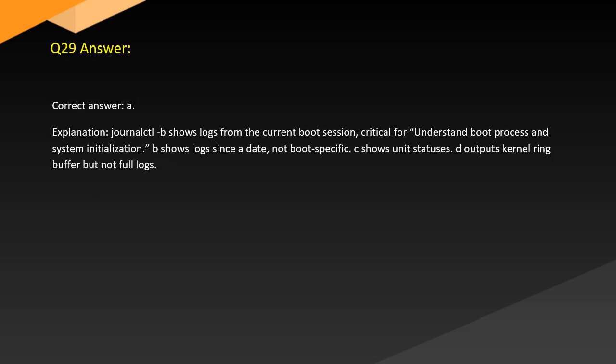Answer. Correct answer A. Explanation. journalctl -b shows logs from the current boot session, critical for understanding the boot process and system initialization. B shows logs since a date, not boot specific. C shows unit statuses. D outputs the kernel ring buffer, but not full logs.